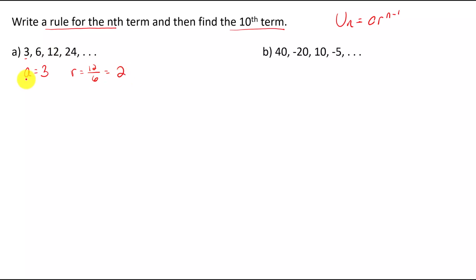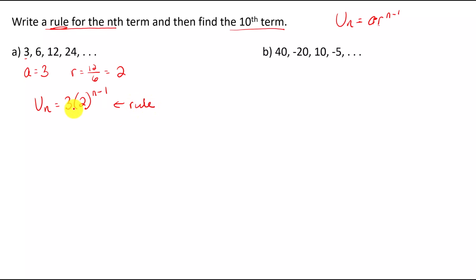So we're just going to plug a and r into this formula here to find the rule for the nth term. So we leave u sub n as it is, and we say a is 3. Now, when I write this r next to a, I'm going to use parentheses. We can write it like this in this formula because these are different variables, but it is multiplication. If I just wrote a 2 next to this, it would look like 32. So you need to put it in parentheses. 3 times 2 to the n minus 1. This is our rule.